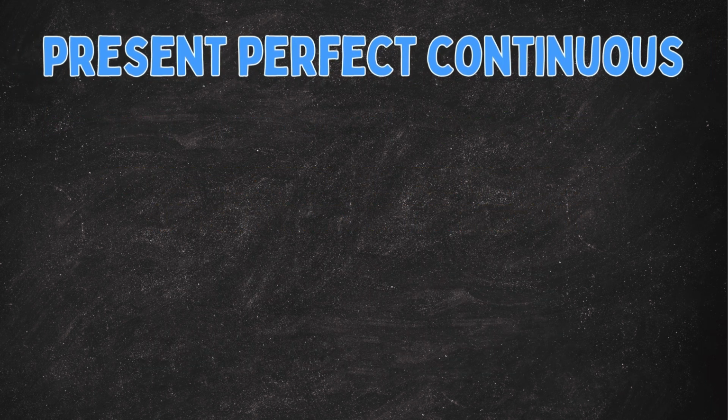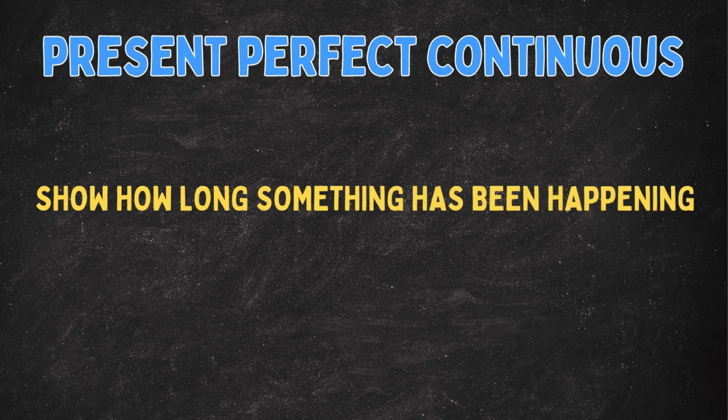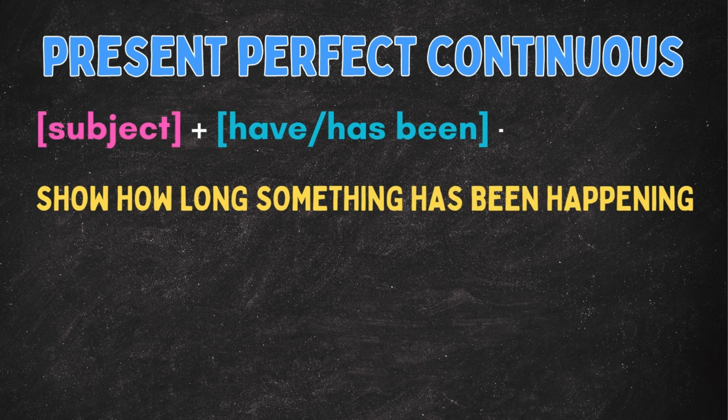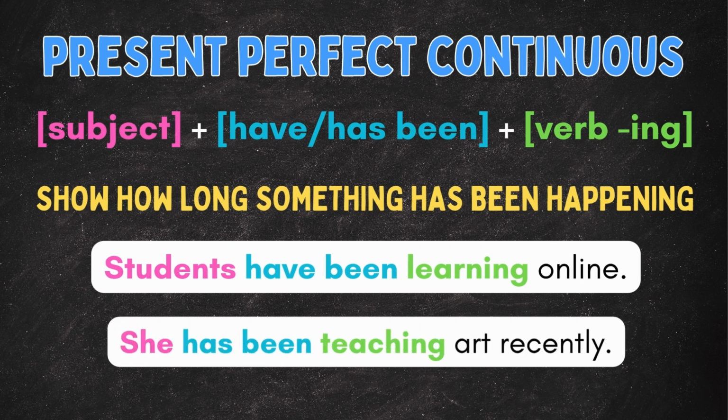Present perfect continuous. We use the present perfect continuous to show how long something has been happening. The sentence structure consists of subject plus have or has been plus verb with ing. For example, students have been learning online. She has been teaching art recently.